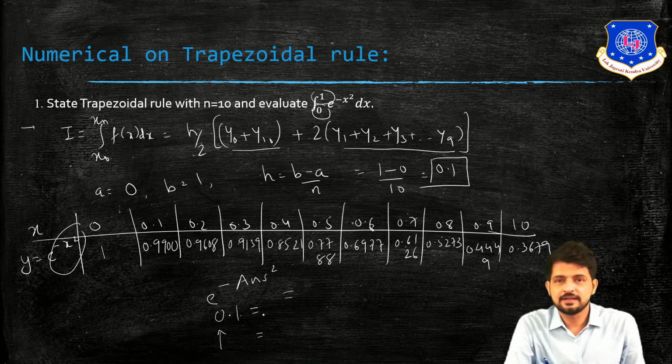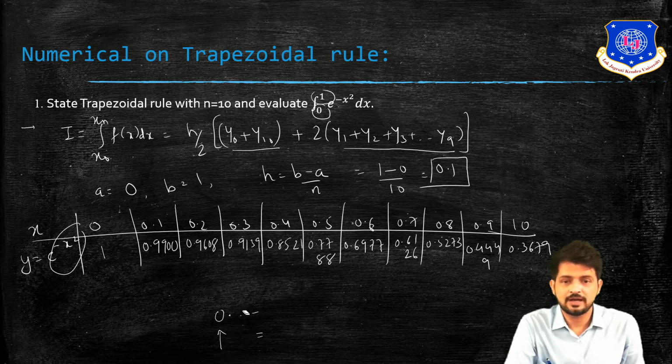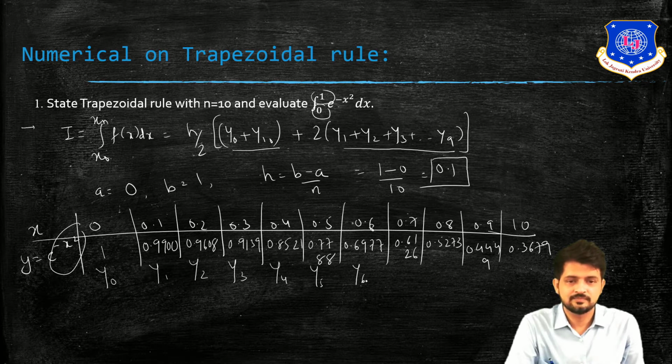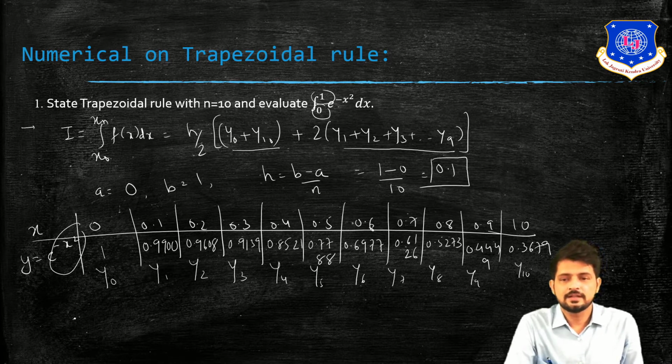See, in this way, after finding all of the values, what you have to do? You have to do the numbering of the values of y. So let us do the numbering. The first value will be y0. Remember, many students start from y1, so if you start from y1, there are chances of mistakes. y8, y9 and y10.